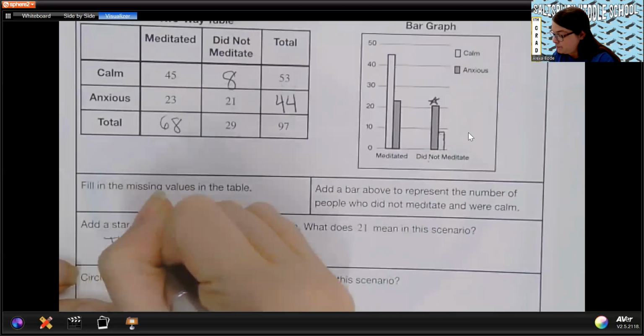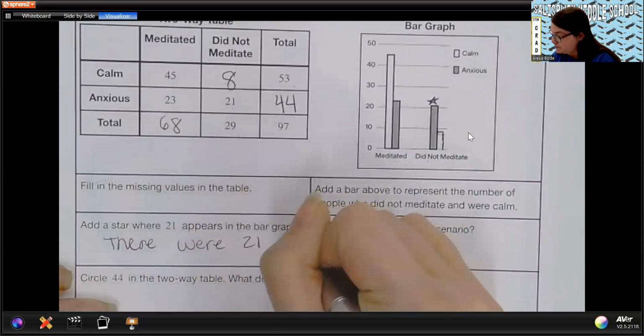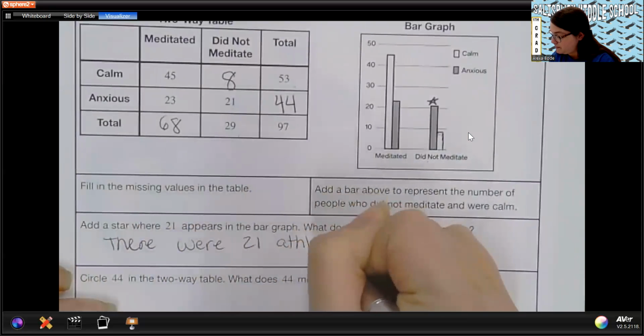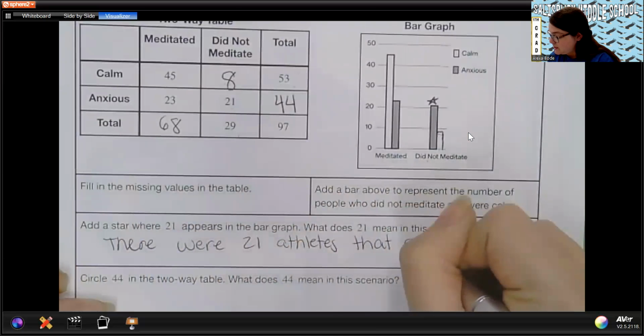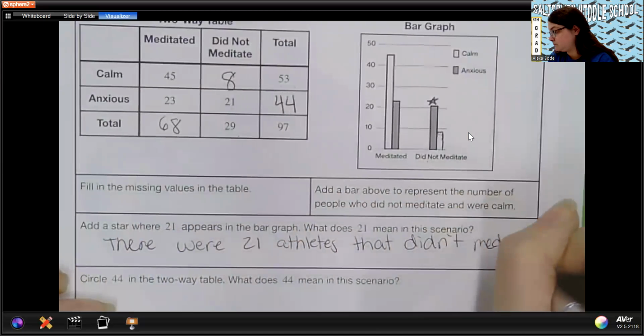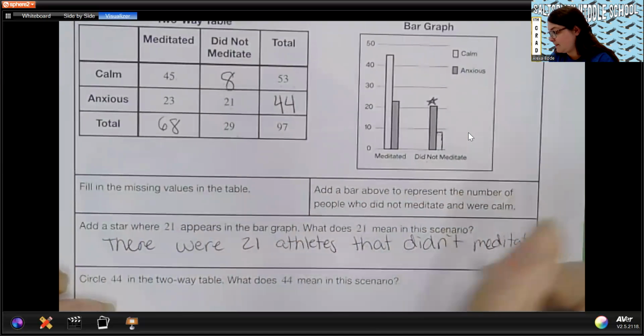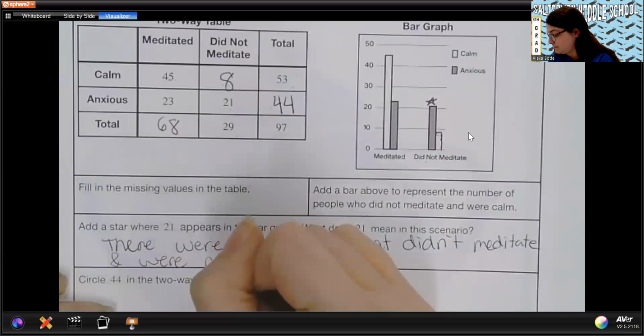And there were 21 athletes that did not meditate and were anxious before the meet.